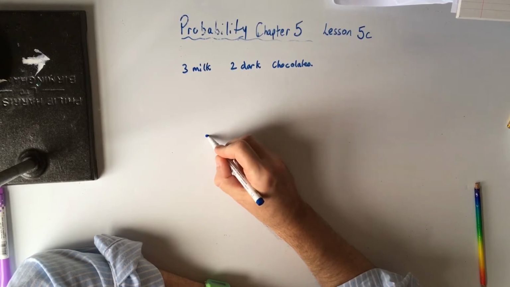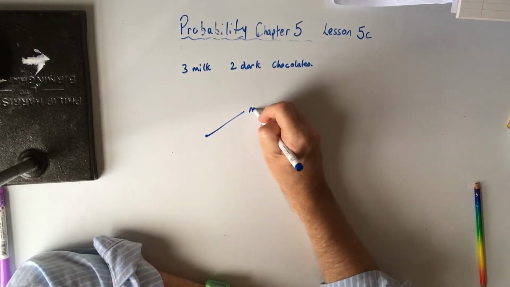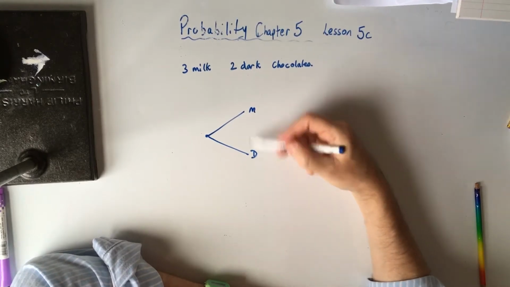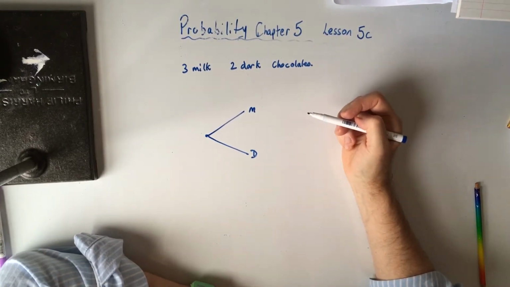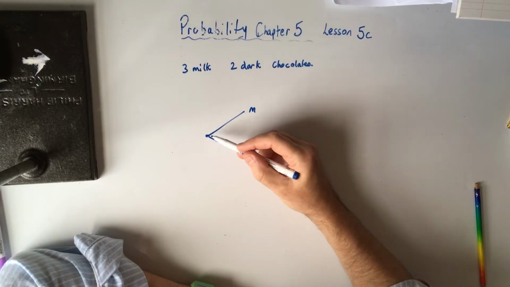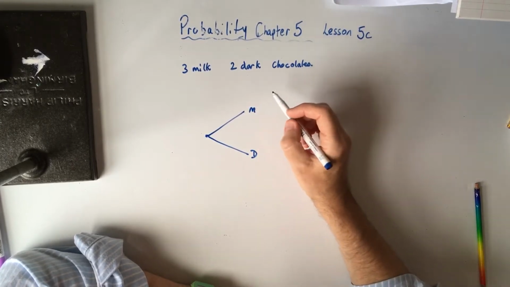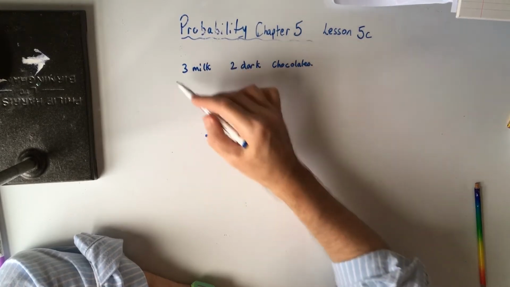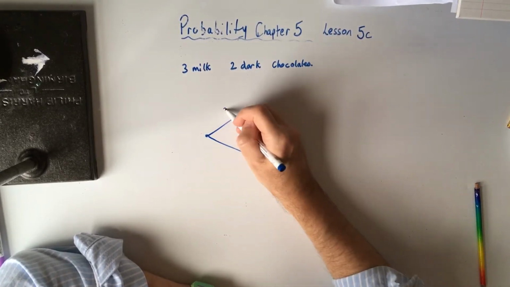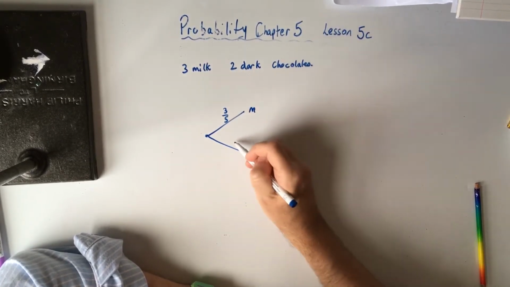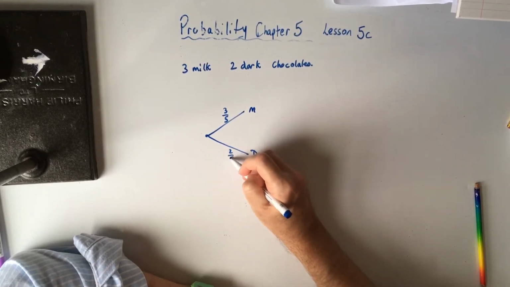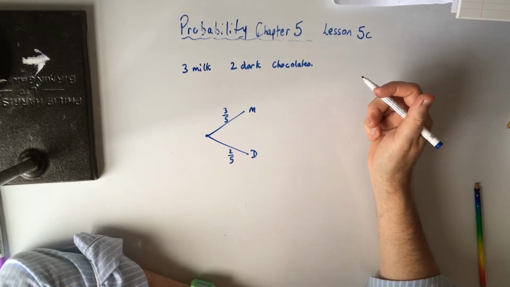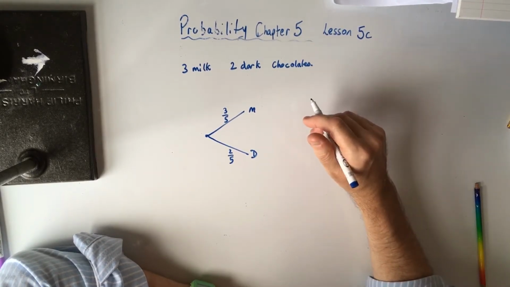So your first choice, you can either have a milk or a dark chocolate. So you write the letter or the abbreviation on the end of the line from a starting point. And the probability of choosing a milk, well, there's 5 altogether and 3 of them are milk, so you've got a 3 out of 5 chance, which means you've got a 2 out of 5 chance that you choose dark, and you'll notice they add up to 5 over 5, which is 1. All probabilities add up to 1.